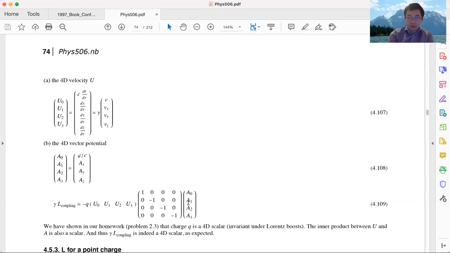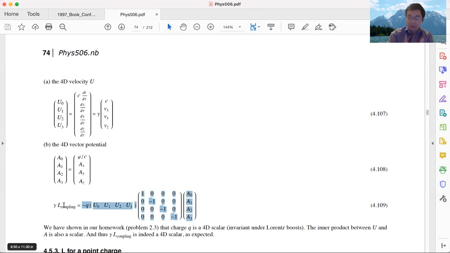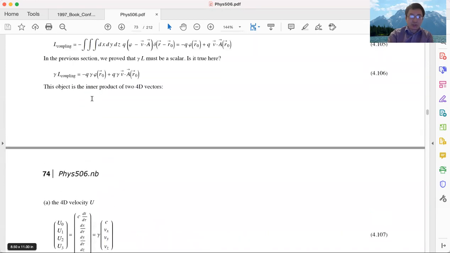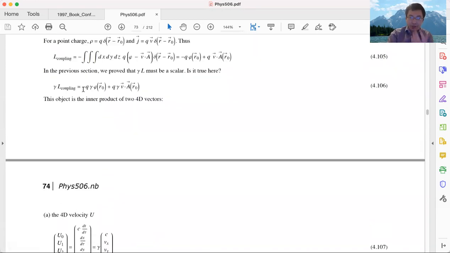After we do this inner product, we get a scalar, and then we multiply it by a prefactor minus q. In one of our homework problems, we proved that q, the charge, is a scalar. Charge density is not a scalar, but the charge is. So charge is a scalar, the inner product is a scalar, and a scalar times a scalar is still a scalar, so this whole thing must be a scalar. Indeed, we proved that gamma times the Lagrangian is a scalar. So for the coupling part, we know exactly what the Lagrangian looks like, and we verified that by multiplying by gamma, it is a scalar.